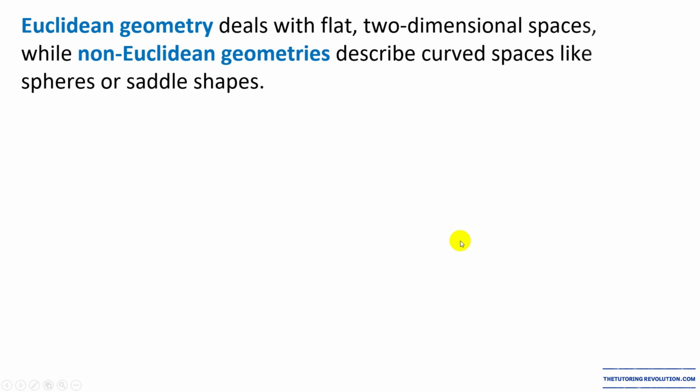Okay, now that we have explained those concepts, we're going to go into the comparison of our Euclidean geometry, which is what basically we're studying, with other types of geometry. Euclidean geometry deals with flat two-dimensional spaces, while non-Euclidean geometries describe curved spaces like spheres or saddle shapes.